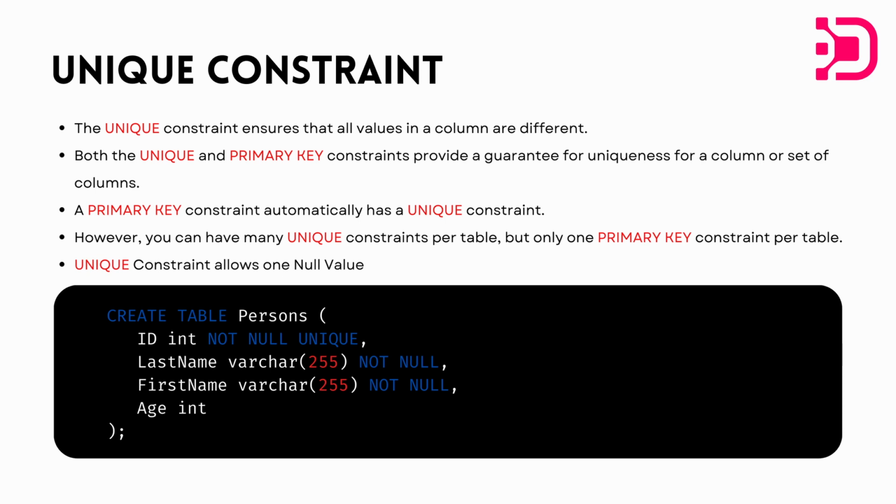Just to reiterate that, in a table there can only be one column or one set of columns specified with the primary key, but with the unique key, there can be multiple columns or sets of columns specified with this particular constraint. Another difference is that the unique constraint allows for one null value in a specific column, because a null value will be different from, or unique from, another value. So there is one null value allowed.